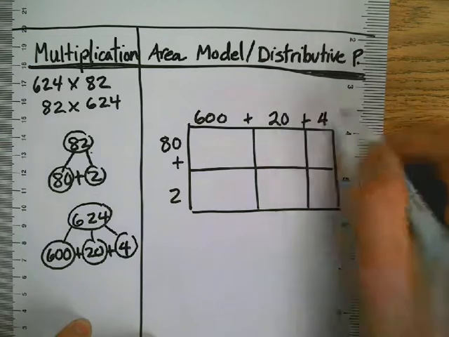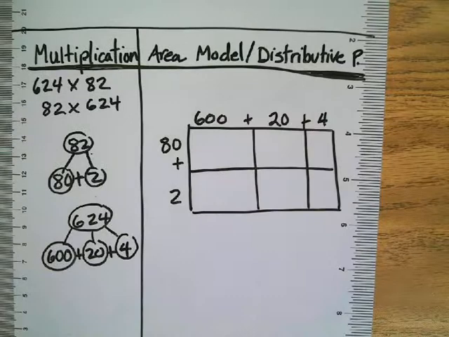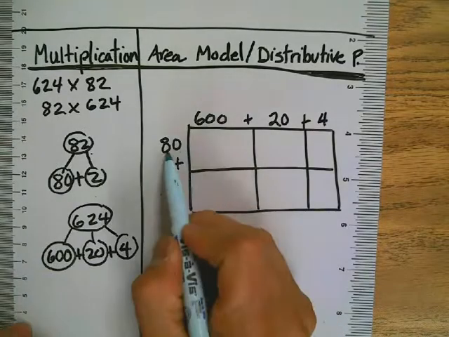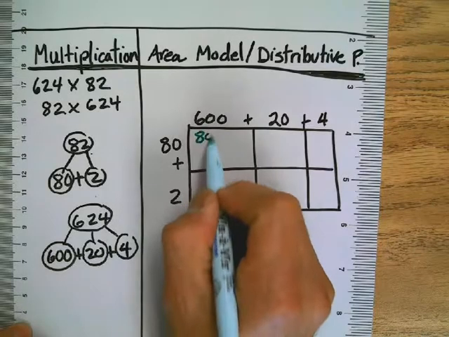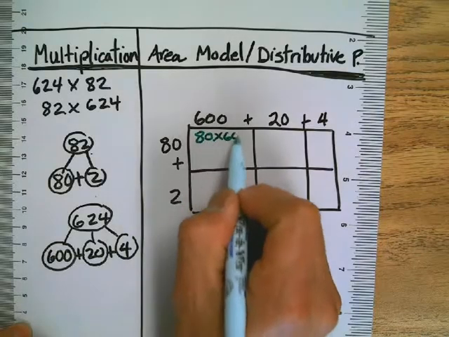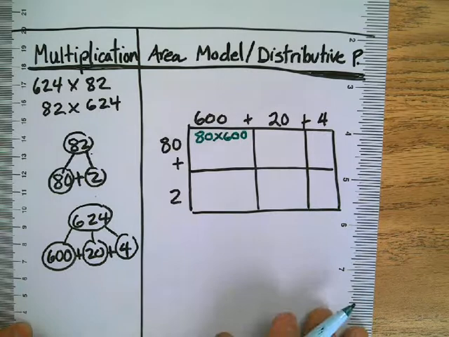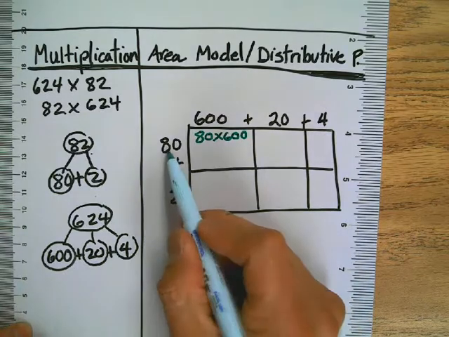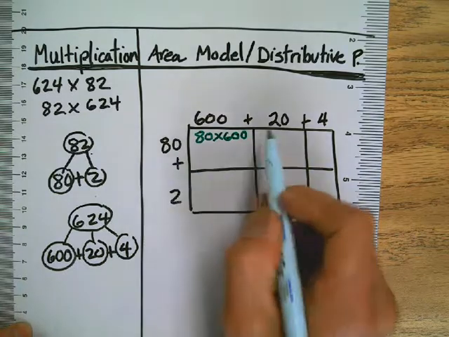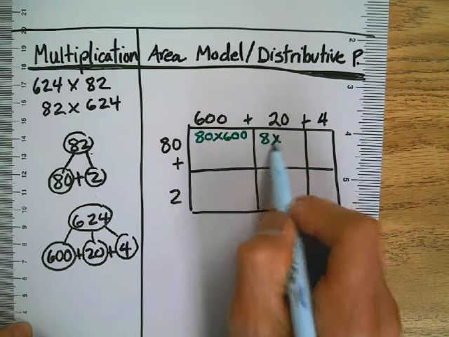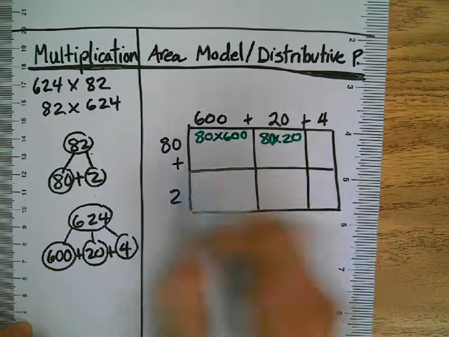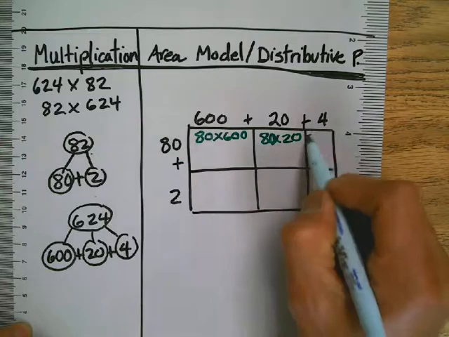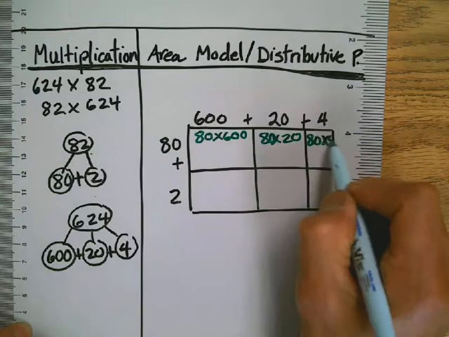The multiplications are created by looking at the 80 going across and looking up. So that will be 80 times 600. The next multiplication will be 80 going all the way across, so 80 times 20. And the next multiplication will be 80 times 4. Now we have not done the answers, but I want to do that in a separate color.